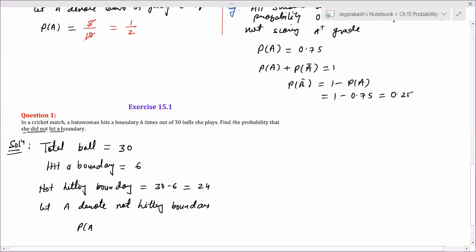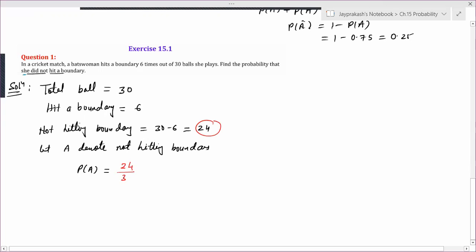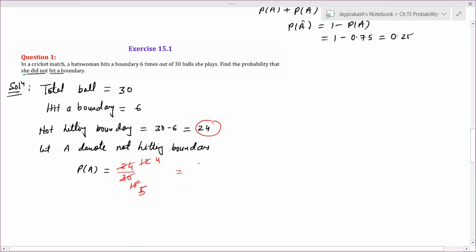So the probability of not hitting a boundary is P of A. So we have to write the favorable outcomes. Out of 30 balls, C will not hit the boundary on 24 balls. So 24 balls are not hitting a boundary. So we will write here favorable outcomes 24, out of 30. Then change into simplest form. 3 4s are 12, 5 and 5s are 15, so we have the probability 4 by 5.